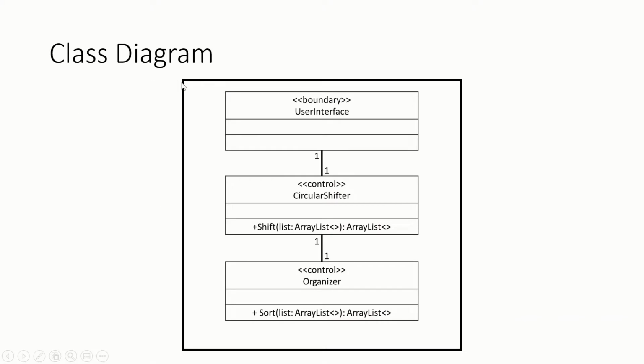Moving on to the class diagram, there are three classes here: the user interface, the circular shifter, and the organizer. The circular shifter has a shift method, which requires an array list and passes an array list over to the organizer, which has a sort method, which requires an array list and passes an array list all the way back up to the user interface.